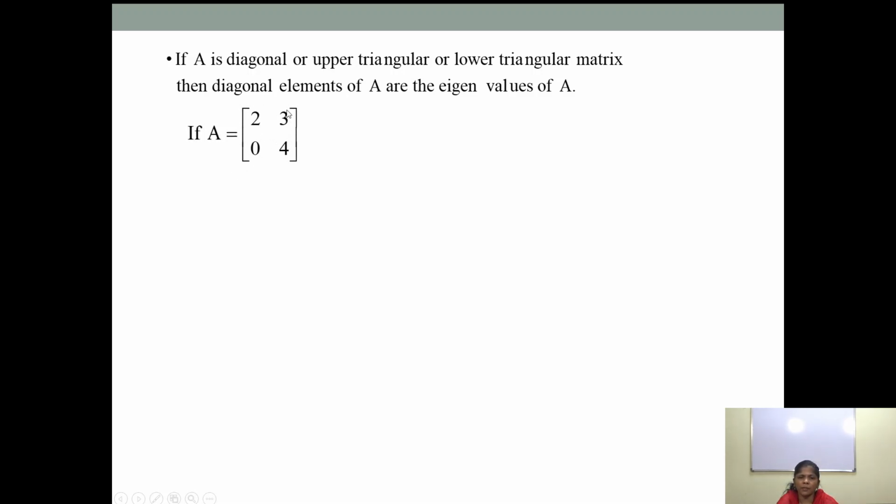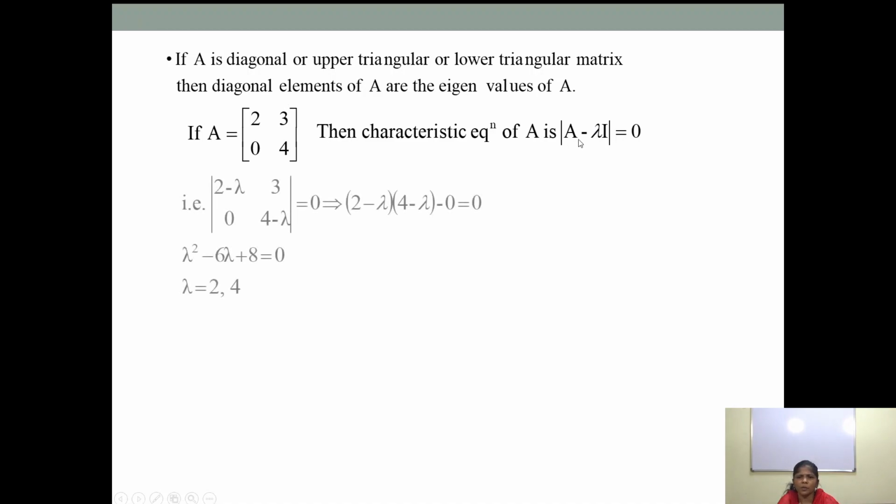Now what is the nature of this matrix? Diagonal, upper triangular or lower triangular? This is an upper triangular matrix, as all elements below the diagonal are 0. So let us write its characteristic equation, that is, determinant of A minus lambda equal to 0.